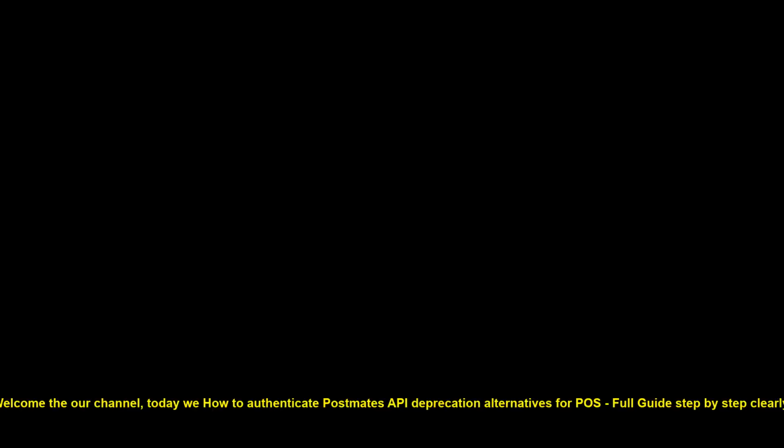To authenticate Postmates API deprecation alternatives for your POS system, first, identify the specific alternatives you want to explore. Next, review the documentation provided by each alternative to familiarize yourself with their authentication methods. Create an account with the chosen service provider to obtain necessary credentials.